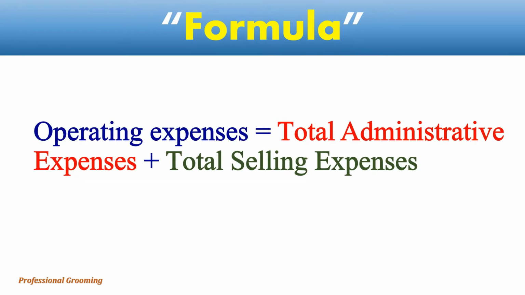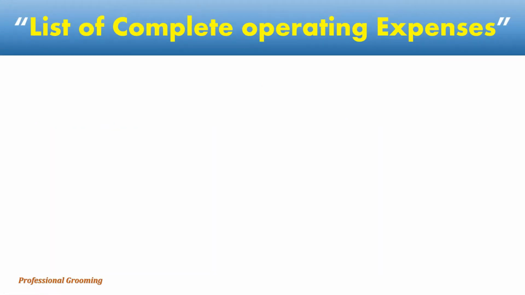Let's move ahead to the formula for how we calculate the operating expenses. Operating expenses is equal to total administrative expense plus total selling expense. So next, let's see the list of complete operating expenses. What type of expenses are included in the operating expense list?